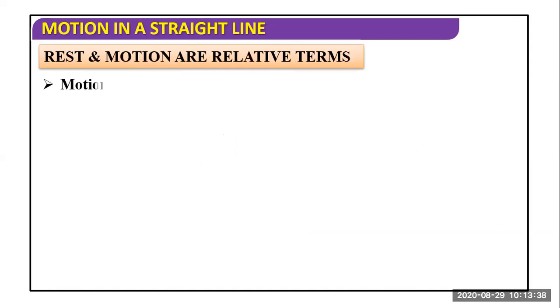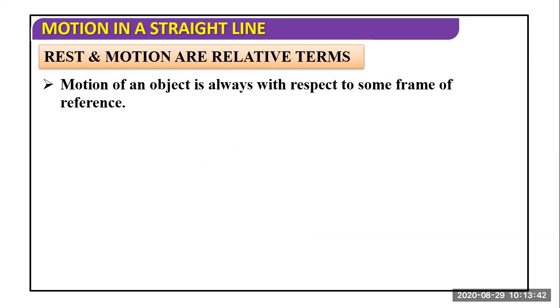Okay, so rest and motion are relative terms. The motion of an object is always with respect to some frame of reference. Suppose we take the example of a bus. If you say the motion of one passenger in the bus with respect to another passenger, meaning the other passenger is taken as the frame of reference, then the motion of any other passenger in the bus will be zero, so they will be considered at rest. But if the frame of reference is taken outside the bus, suppose someone at the bus stop, and from there we are measuring the position of the people, then those people can be considered in motion. So frame of reference means from where we are measuring.